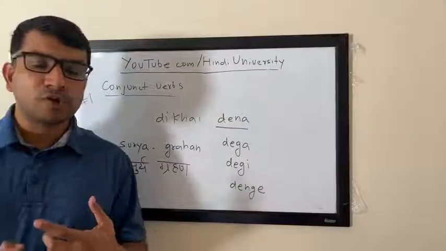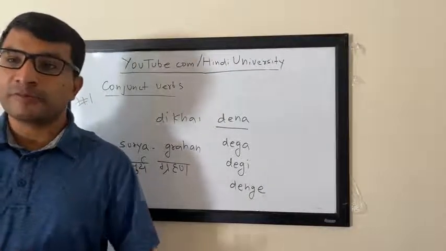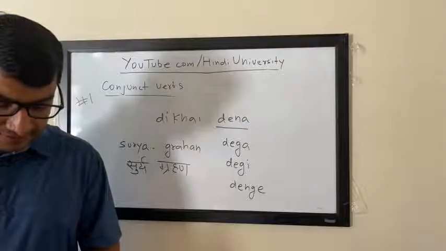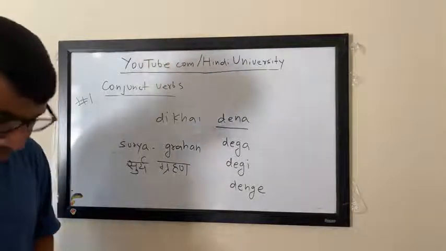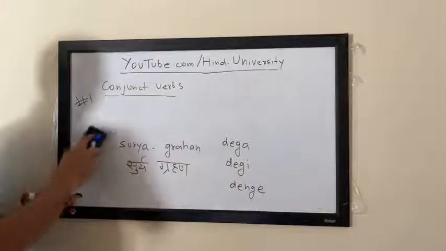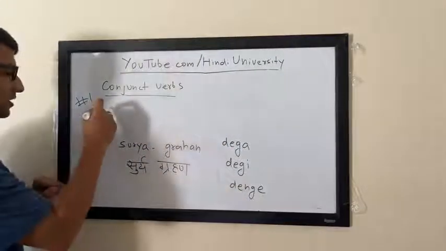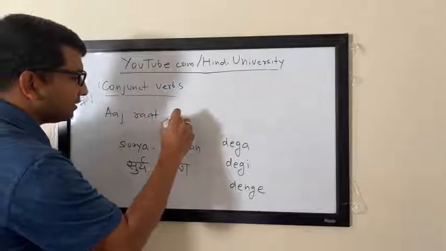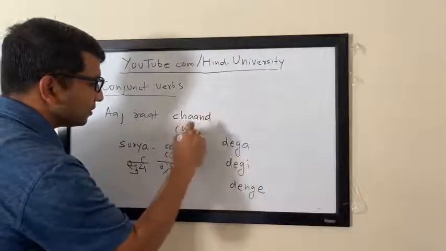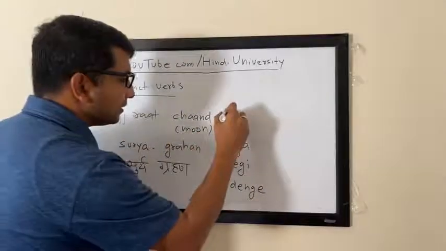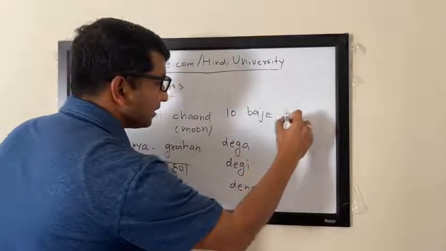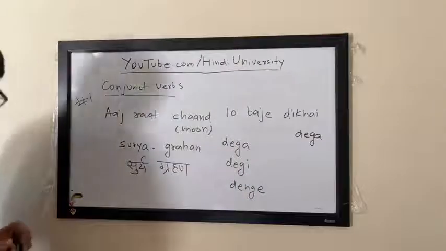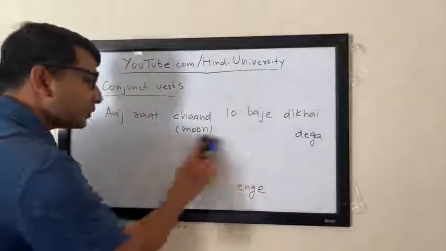So the question is, let's say the news channel is telling people that the moon will be visible at 10 o'clock tonight. आज रात चांद 10 बजे दिखाई देगा. Very good. Awesome. So I'm going to write it down so that everybody can follow it. So it will be आज रात चांद, which is moon, आज रात चांद 10 बजे दिखाई देगा.